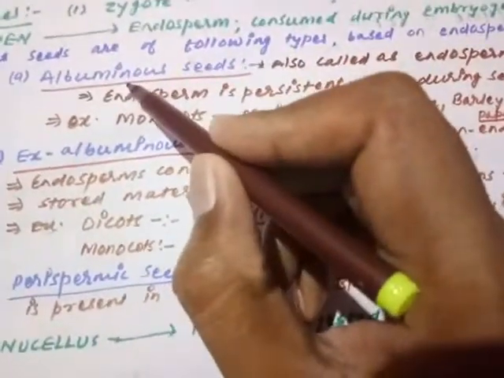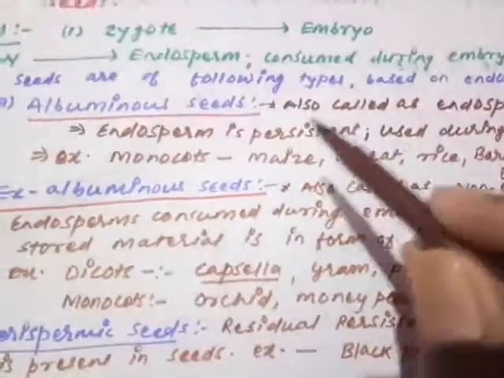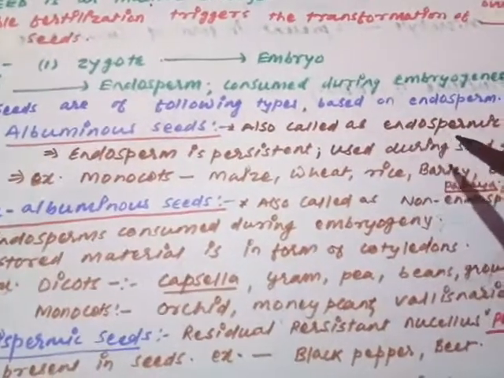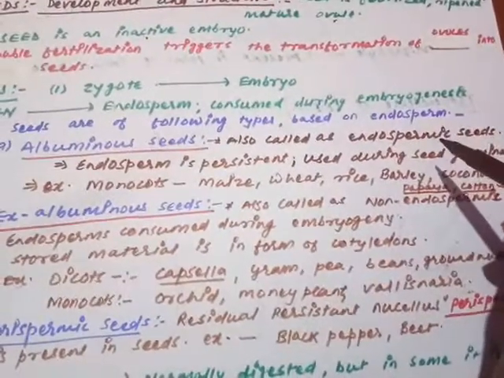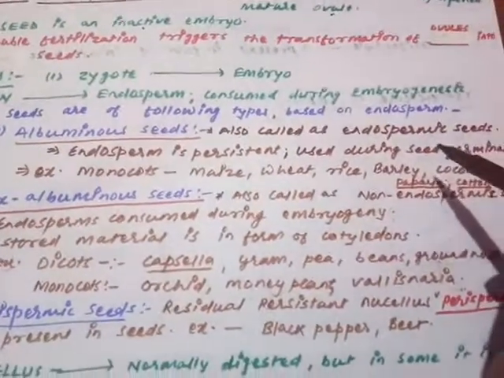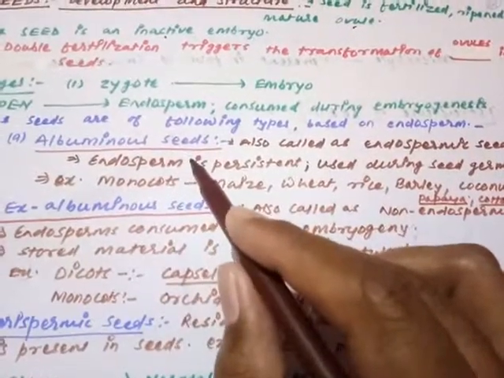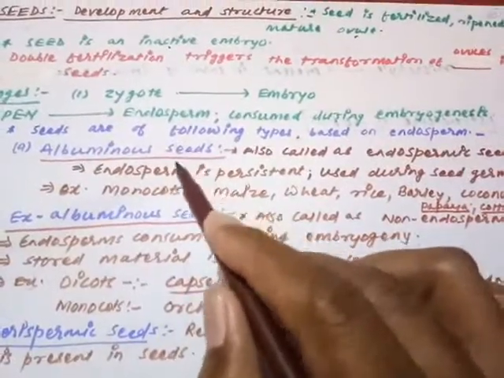Basically the first one is considered as the albuminous seeds. Albuminous seeds means the seed which has a persistent endosperm. So due to the presence of endosperm always, that seed is also called an endospermic seed. Are you getting my point? The albuminous seed is a seed with a persistent endosperm, where the endosperm is present even after the embryogenesis is completed. Are you getting my point?